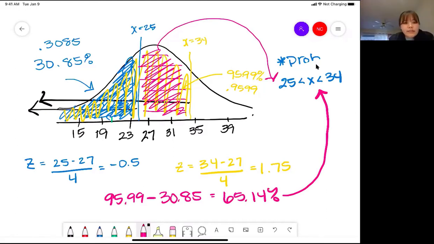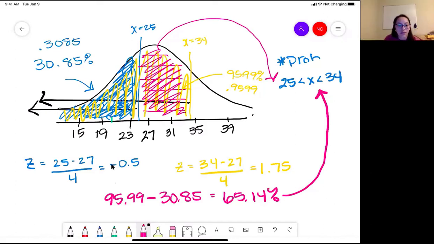Where do you get 0.3085? That is from our Z table. Is it the same one in the lecture? Because I couldn't click the link. But yeah, the table with the really, really small numbers. Yeah, that's the table we're pulling from.